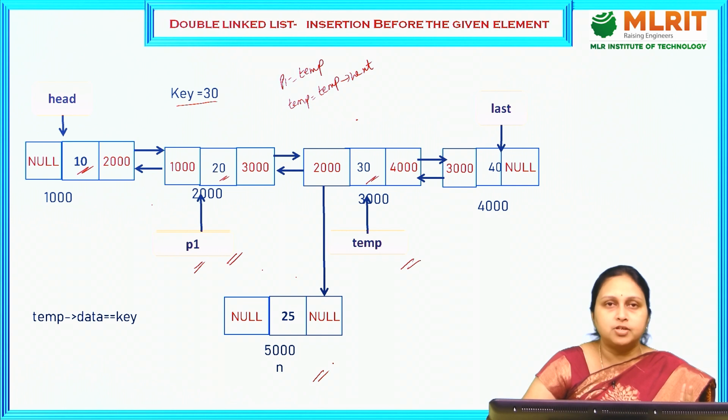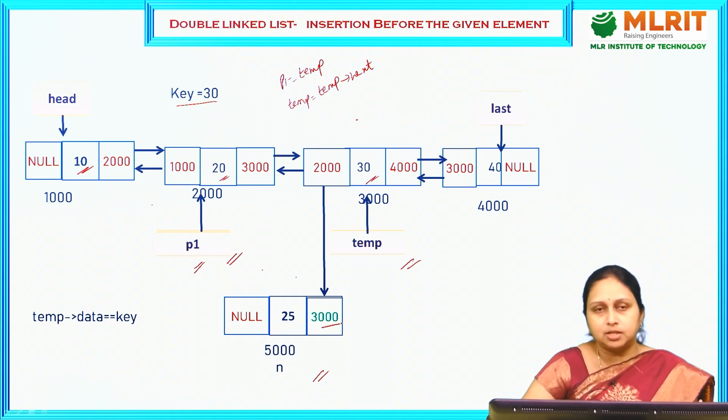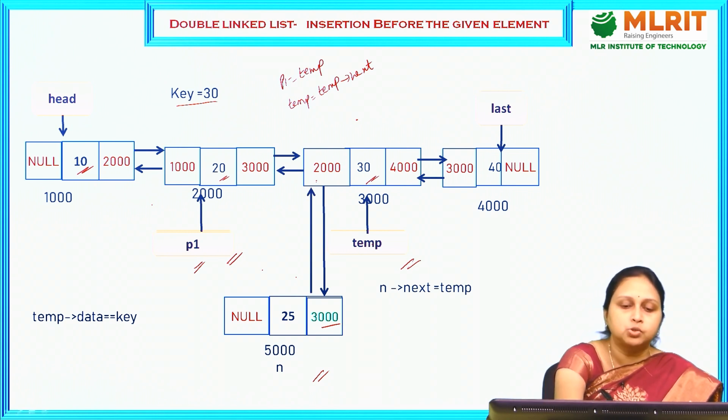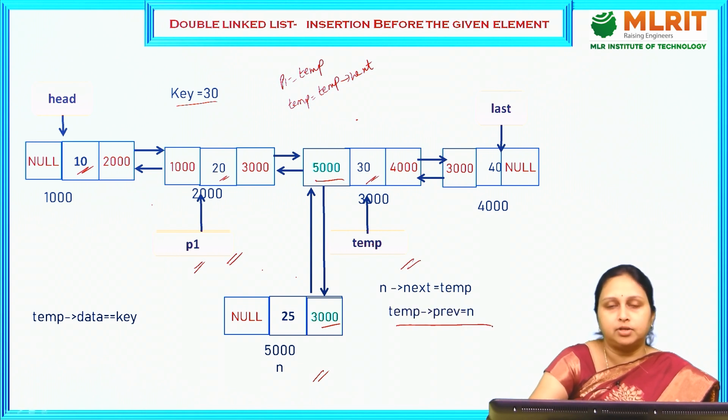Now make the connections between these nodes. First we always make the right connection. Store the address of 3000 here. Now write down the step N arrow next equal to temp, because the name of this node is temp. Next, we are going to make another connection where we store 5000 here. What is that called? Temp arrow previous equal to N. This is the step you need to write.